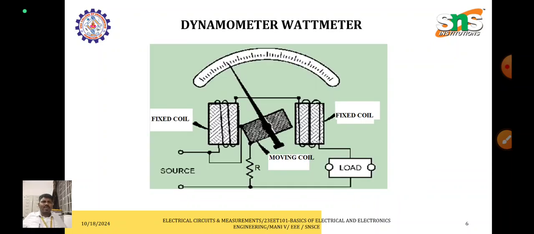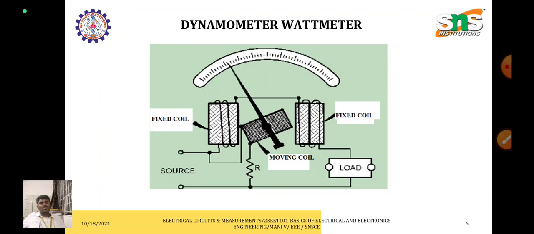In this electrodynamo type wattmeter, the supply voltage is there. There are two fixed coils, that is, the current coil. The single current coil is split into two, and in between the two current coils, the moving coil is connected. The moving coil is the voltage coil. The voltage coil is connected across the source, or it may be across the load. But the current coil and load are connected in series.